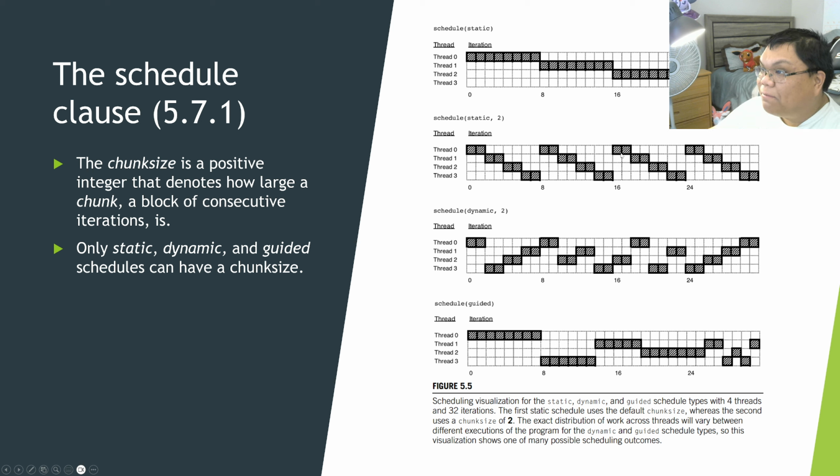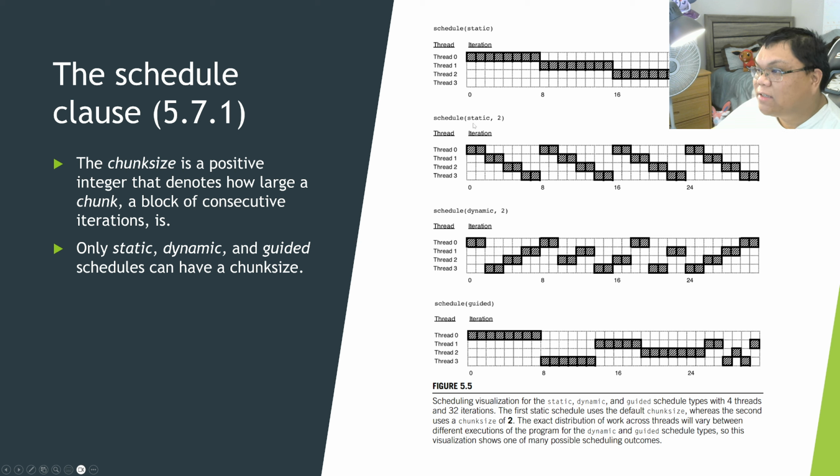The chunk size is a positive integer that denotes how large a chunk is. By default, our scheduling looks like this.